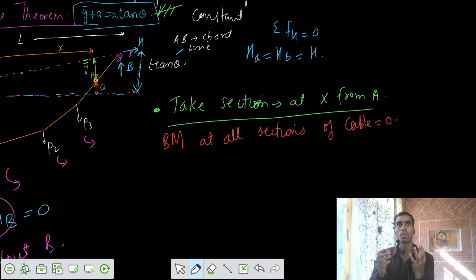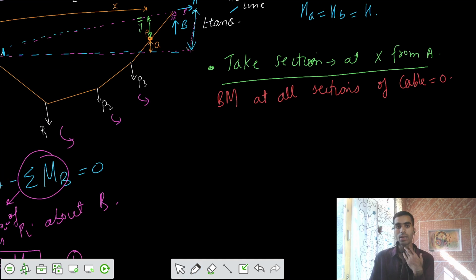You have to maintain equilibrium as a civil engineer. That's your already case that summation of all those moments should be 0. But one is that bending moment at every section in the cable is 0 if the cable is perfectly flexible. That's what we are talking about.